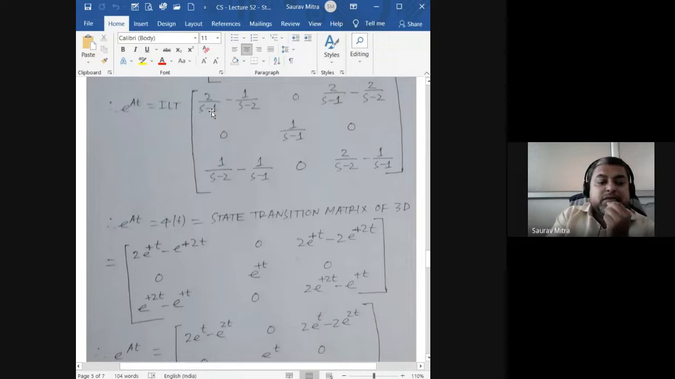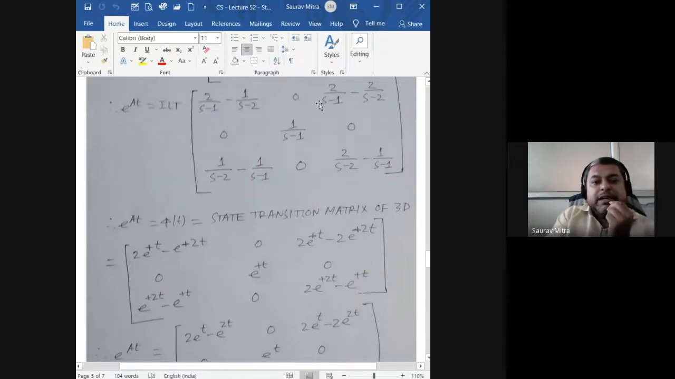So for s minus 1, e raised to t it will be. So it will be 2 e raised to t. You are finding here 2 e raised to t. One more intermediate step I have done. And minus 1 by (s minus 2), that means this will be e raised to plus 2t. Negative of that, so it is minus of e raised to plus 2t. Then the 0 will be 0.